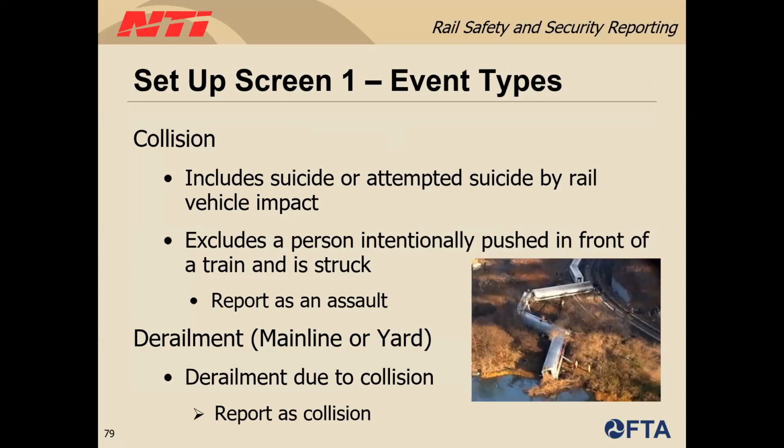Okay, going into a little bit more detail. The first and most common event type on setup screen 1 is a collision. And this includes suicides or attempted suicides where there was vehicle impact. However, if a person is intentionally pushed in front of a train and is struck, this would be reported as an assault.